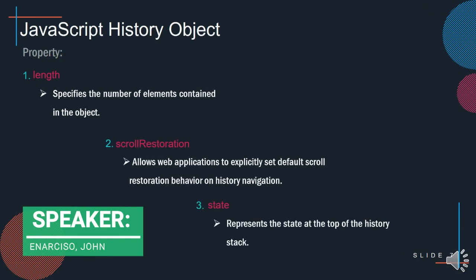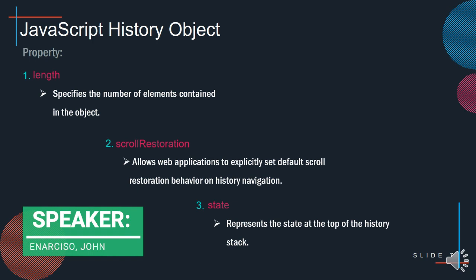The following are the properties of the history object. First is the length. The length specifies the number of elements contained in the object. Second, scrollRestoration allows web applications to explicitly set the default scroll restoration behavior in history navigation. Third, state represents the state at the top of the history stack.